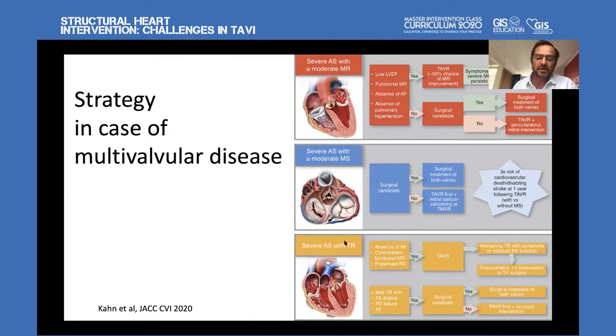And last but not least, severe aortic stenosis with tricuspid regurgitation. It is again the same: as long as you have a contraindication for surgery, just go to TAVR. And then if the tricuspid regurgitation worsens with symptoms, you have to think about transcatheter tricuspid intervention.